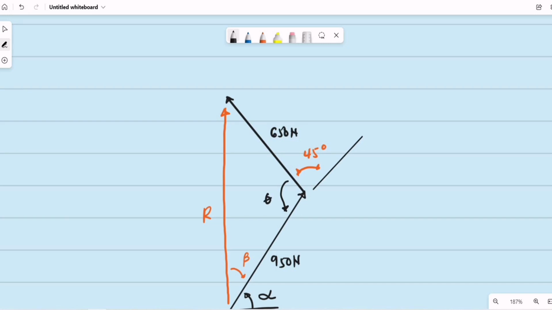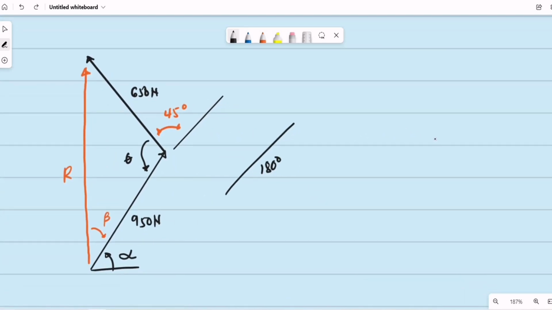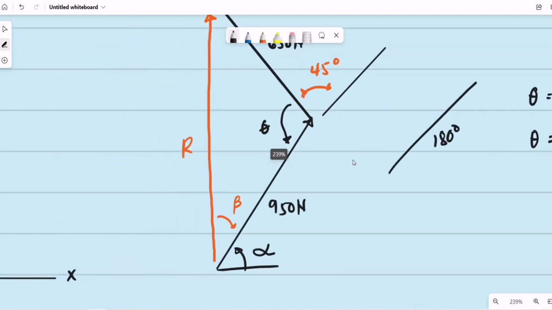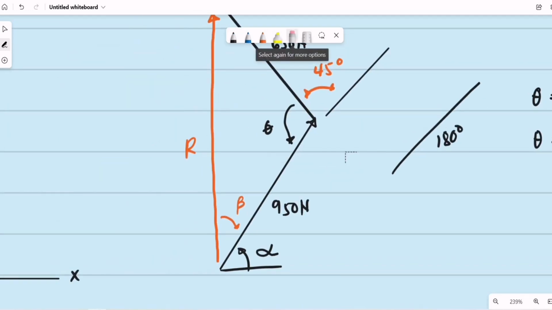For a straight line, the angle is equal to 180 degrees. So based on our figure again, how do we compute for the value of theta? Basically, the value of theta should be equal to 180 degrees minus the 45 degrees. So the value of theta is now equal to 135 degrees.